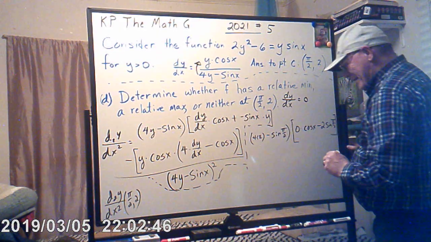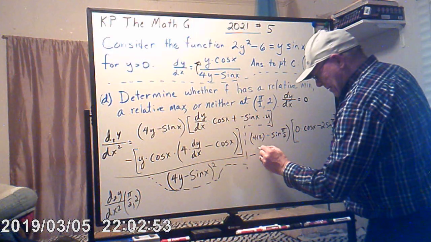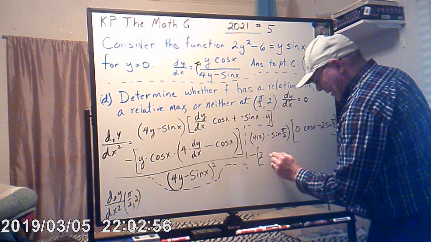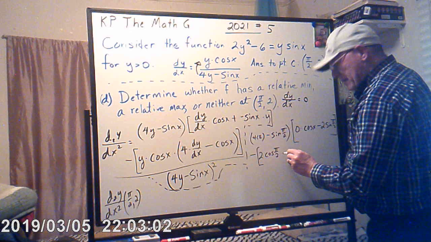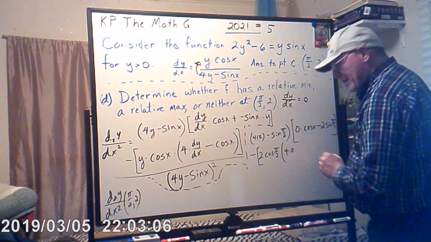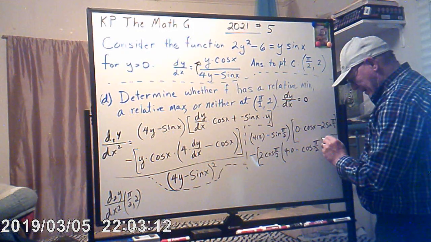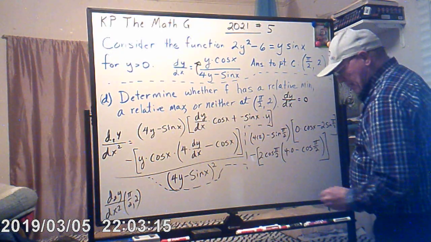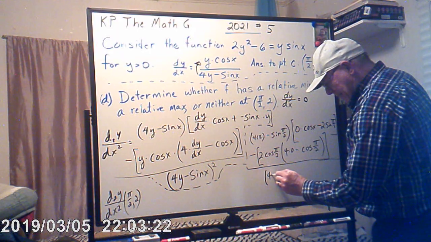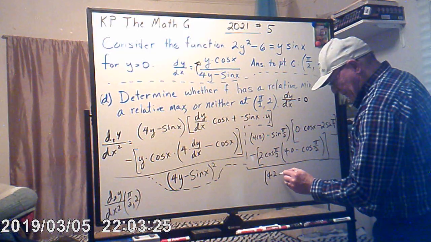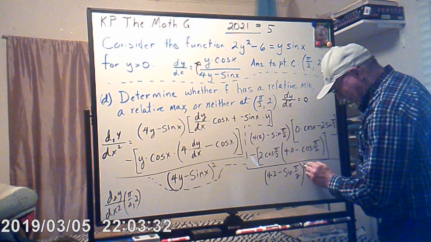Alright. Minus, alright, 2 cosine pi over 2 times 4 times 0, minus cosine pi over 2, all over 4 times 2 minus sine pi over 2, all of that is squared.